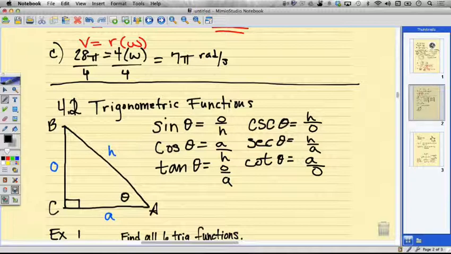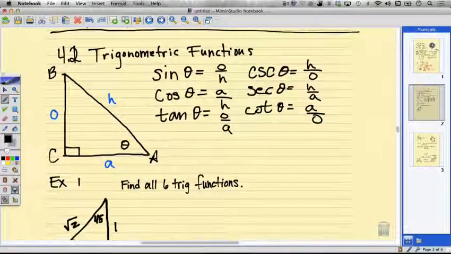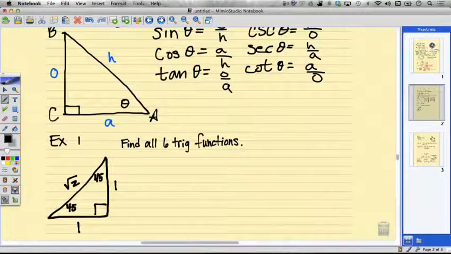That is 4.2. If you get that, you've got a huge portion of what we're doing. That's a good thing. Let's do an example. I want you to find all 6 trig functions for that triangle. Let's say that this is angle A. What do you know?